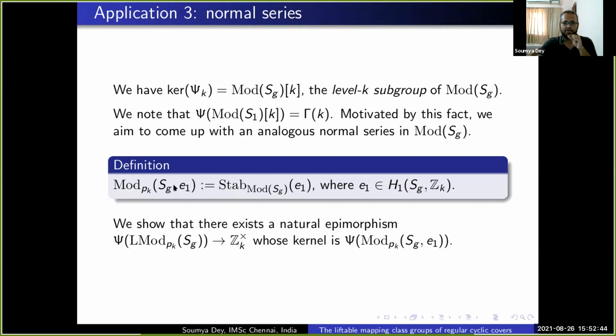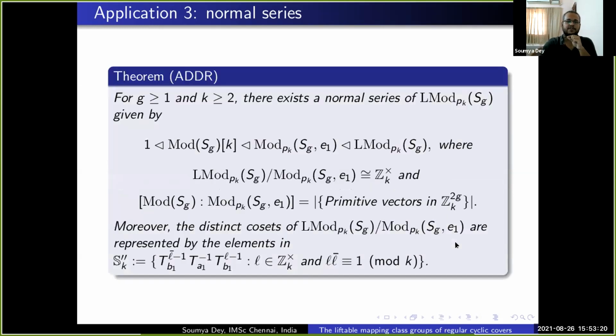We define this particular subgroup of your mapping class group, which is basically the stabilizer of this e1 vector. In the case of LMod, we had multiples of e1, but in this case, we have the single vector e1, and we take the stabilizer. We are calling this Mod(pk, Sg, e1). Now, there is a natural epimorphism from this to Zk cross. Basically, you send the matrix to the d22 entry, and its kernel is this. So from some calculations, we deduce this normal series in our mapping class group.